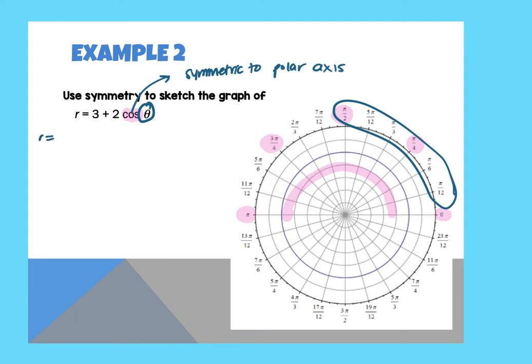So r equals 3 plus 2 cosine at 0. And the cosine at 0 is 1. So this is 3 plus 2 times 1, 3 plus 2, which is 5. So my coordinate point here is 5, 0. Remember, radius comes first.